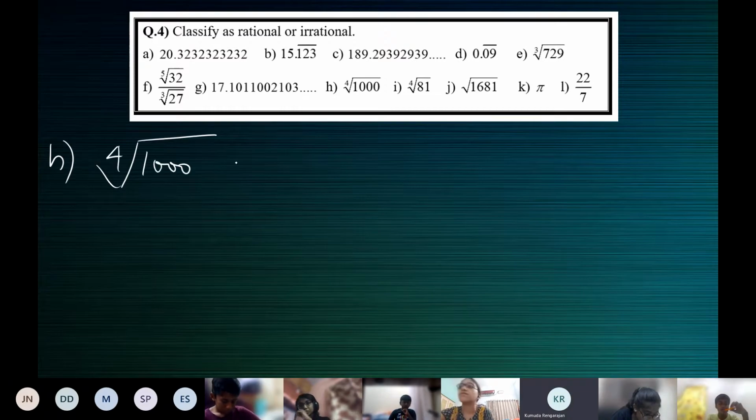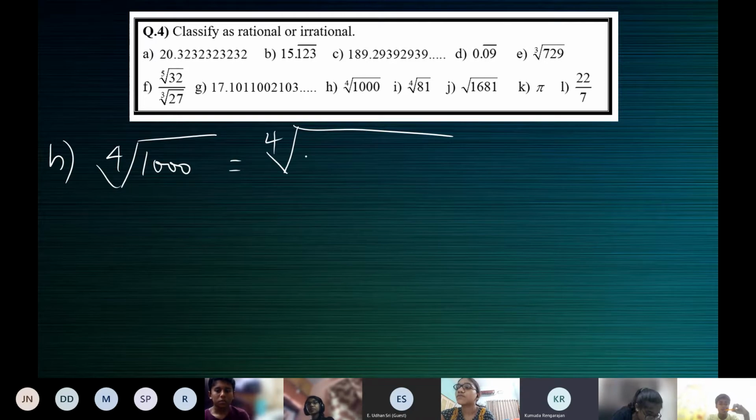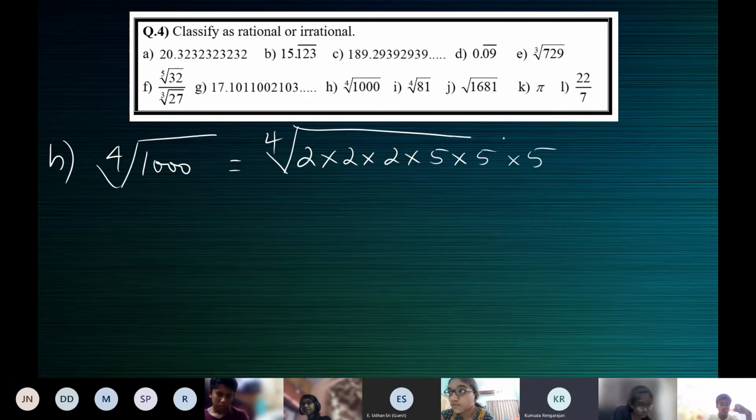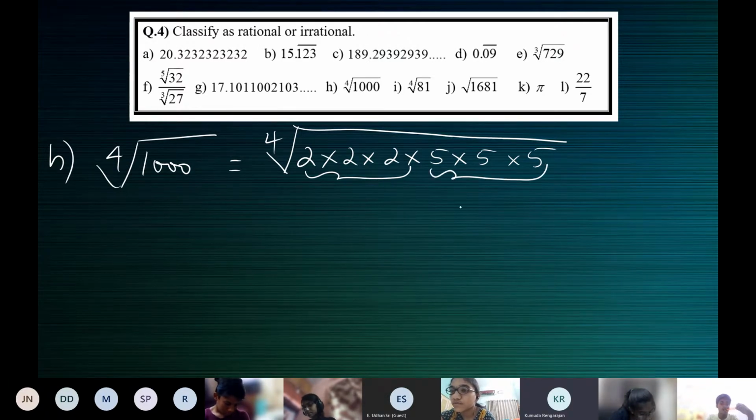Hence, the fourth root of 1000. I'll tell you how to guess this: you should find the prime factors. So you will get 2 into 2 into 2 into 5 into 5 into 5. Now see what's happening. 3 twos only we have. You should have 4 twos, then you can bring 1 two out. We have only 3 fives. You must have 4 fives, then you can bring 1 five out. So it's the same thing, the fourth root of 1000.